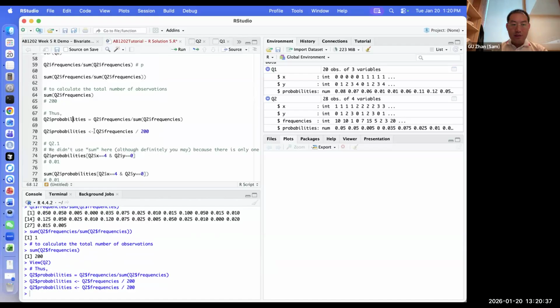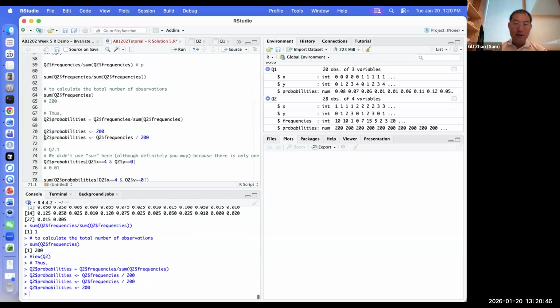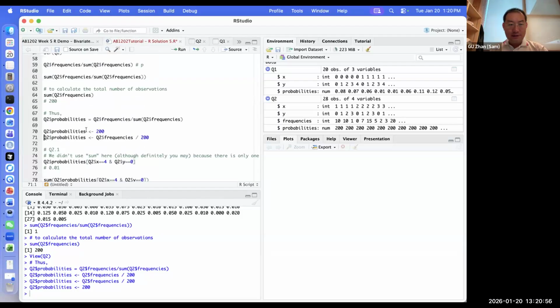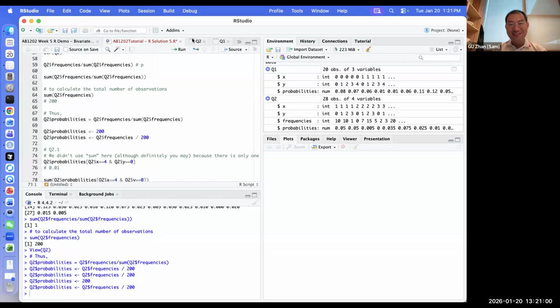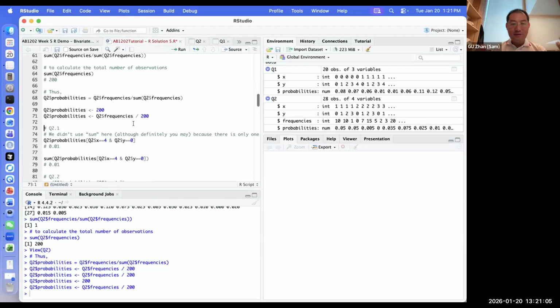But what if, instead of this probability, we just assign 200? Run it. Assign to 200, then you go to Q2, you see the probability becomes all 200. So this is showing you that when you have the same variable name, it will be overwritten. Then yeah, we use the correct one. Use the correct probability. Okay, so these are the calculated probabilities. So now we have the probability.